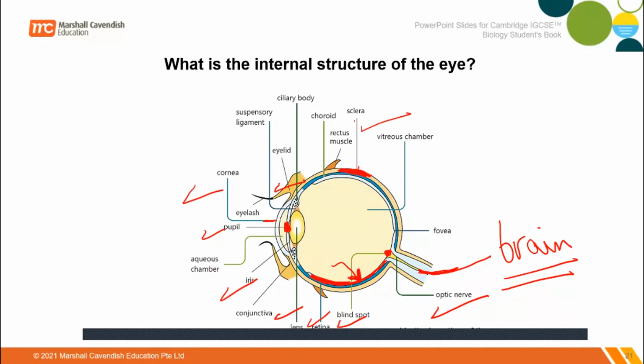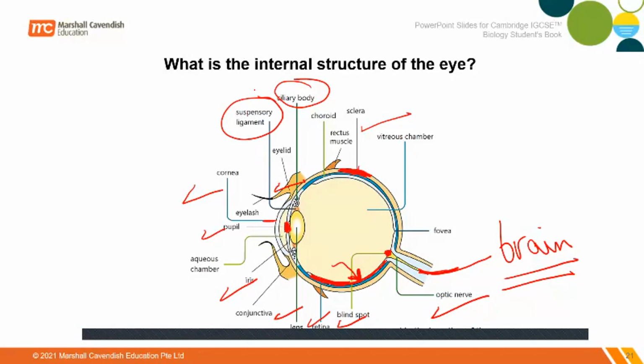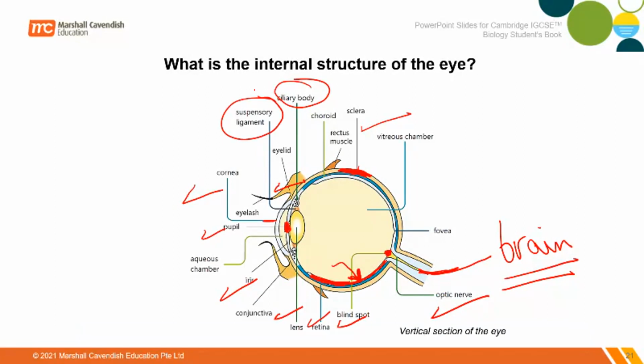الباقي هنا ده ما يهمنيش، لكن يهمني two structures مهمين جدا في الاي accommodation: ciliary muscle او ciliary body and suspensory ligaments. Ciliary body او ciliary muscle and suspensory ligaments. If we reach this part I will use the names again.